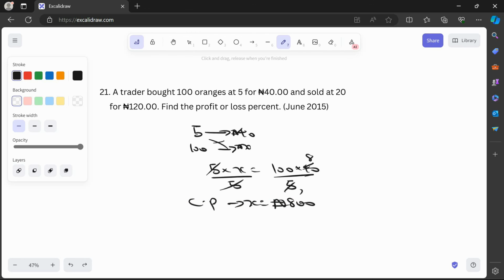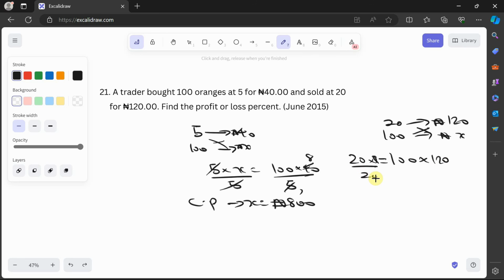She now says that she sold at 20 for 120 naira. So for the selling bit, if she sold 20 for 120 naira, how much did she now sell the 100 for? So let me just say x naira. If I cross multiply, this would be 100 times 120. Okay, let me just say 20 times x. So 20 times x is equal to 100 times 120.